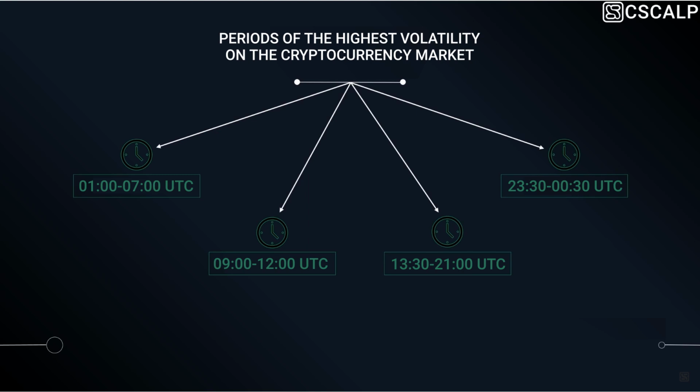And the final period is from half past 2 a.m. to half past 3 a.m. This is the day changing according to UTC time. Changing the day time frame means that the day candles are changing right at this moment.